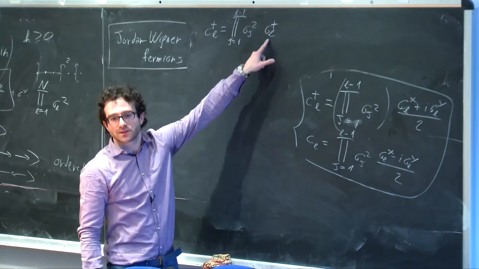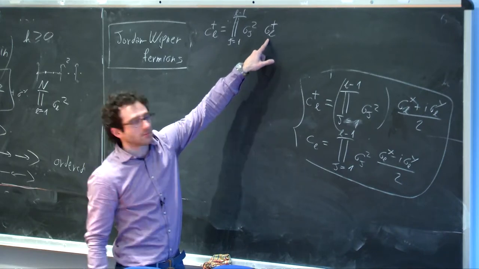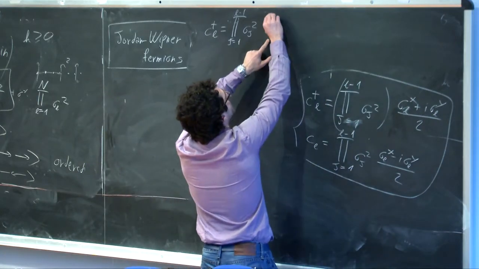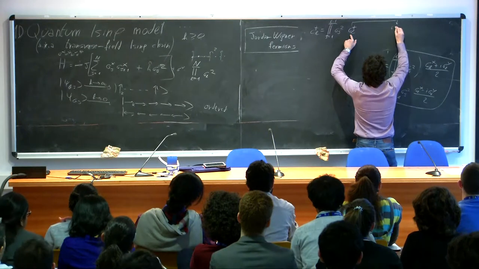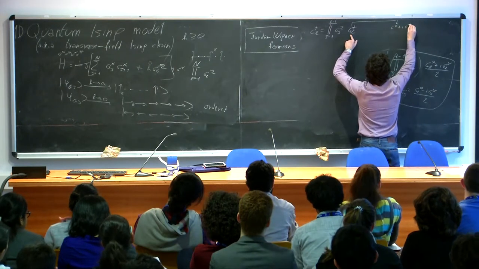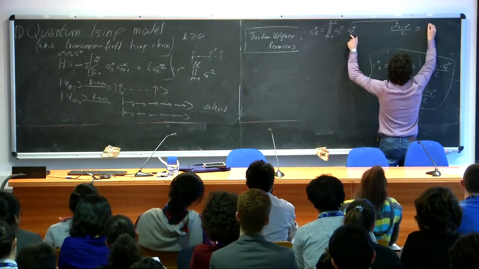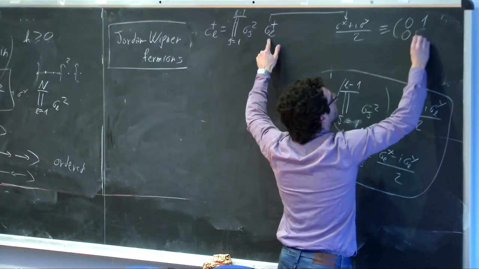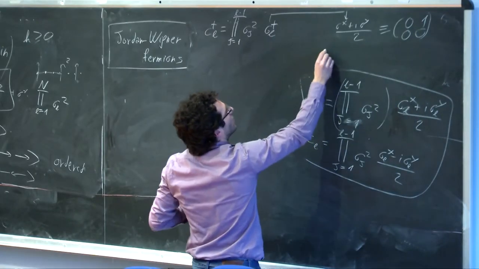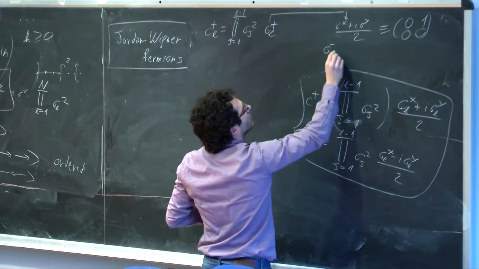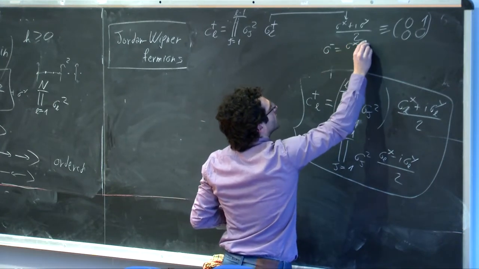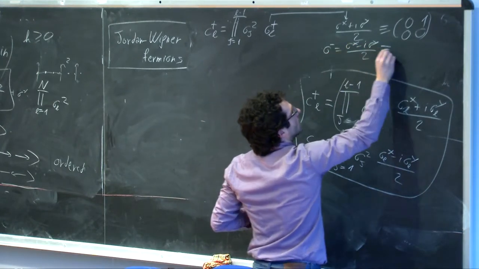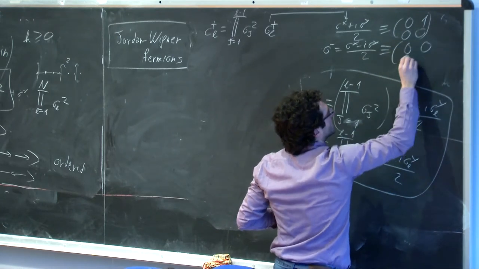Do you know this notation, sigma L plus? Sigma L plus is equivalent to sigma x plus i sigma y over 2, which is represented by this matrix. Analogously, one defines sigma minus as sigma x minus i sigma y over 2, which is represented by this matrix.